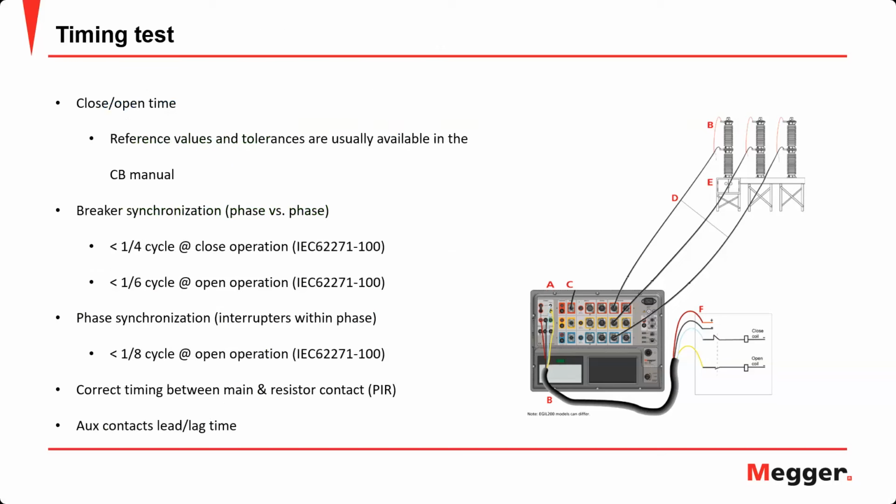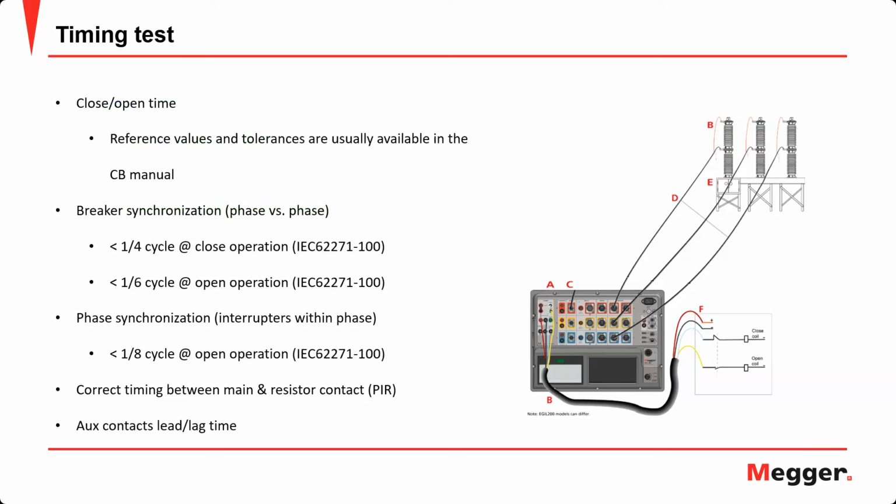These are the important parameters we get from the timing test. First, we have the close and opening time. We compare the closing and opening times to the reference values and tolerances that are usually available with the circuit breaker manual from the manufacturer.